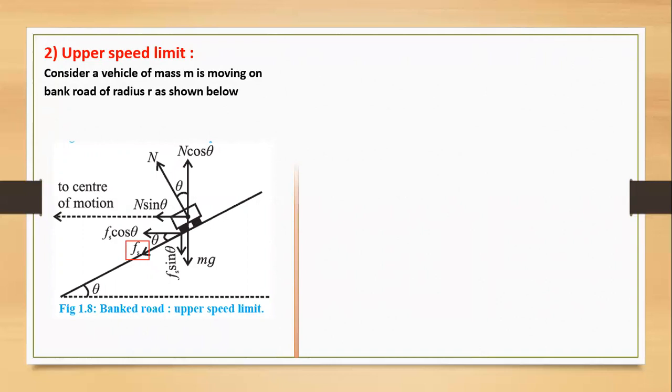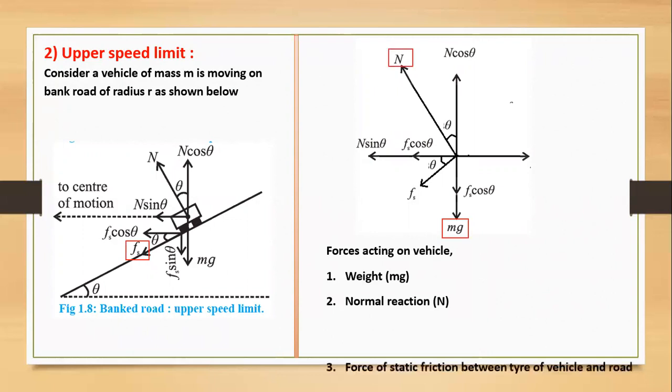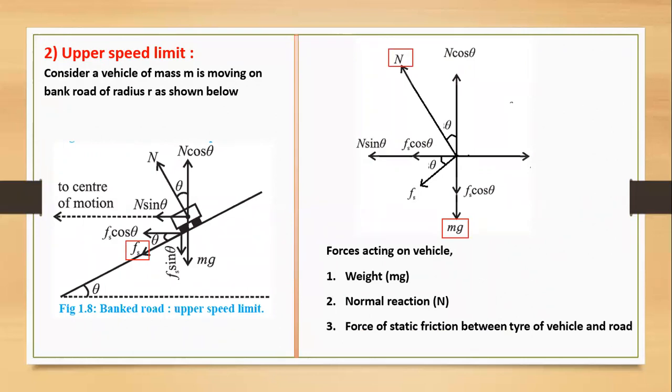Okay? Now again, same thing. Component diagram. You can see here the component diagram. In that, let me show you the forces. Forces acting on the vehicle: weight, mg. Then second force, normal reaction. And the third force is force of static friction between tire of vehicle and road. Now pay attention. We have to resolve this normal reaction into two components, n cos theta and n sin theta. In a similar manner, this force of friction we resolve into two components, fs cos theta and fs sin theta.